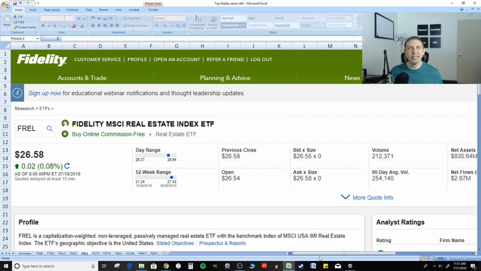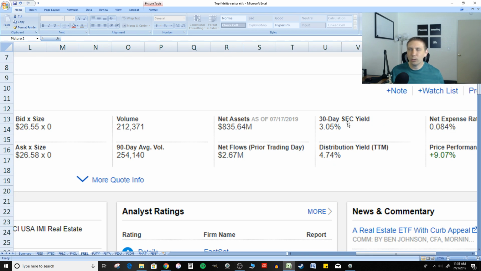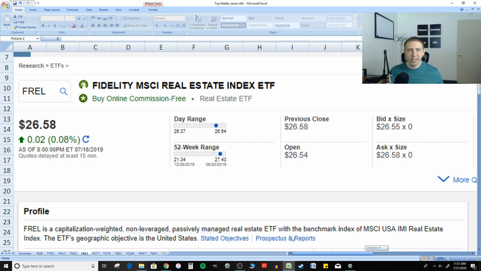And real estate investment trusts are companies that hold properties, and they are required to distribute by law 90% of their earnings to their shareholders. Okay, so 90% of the earnings from these rental properties this thing holds have to be distributed to the shareholders of these companies or these ETFs. So because of that, this thing has a higher yield, and its yield is 3.05%, which is not bad. And let me scroll down here. It's only $27 per share right now, roughly, as of July 18th of 2019.